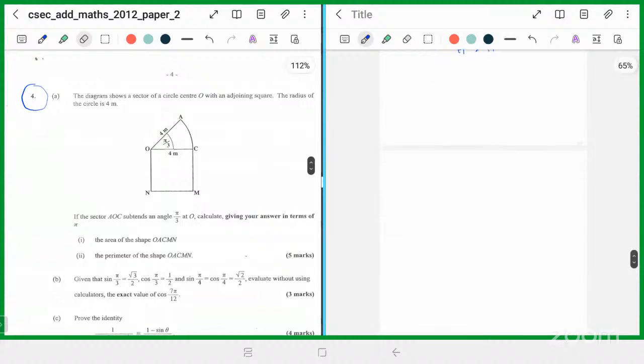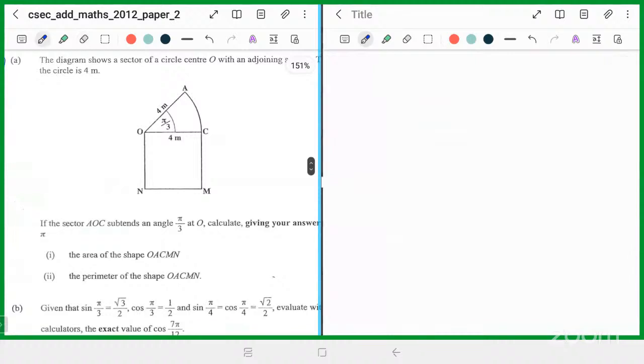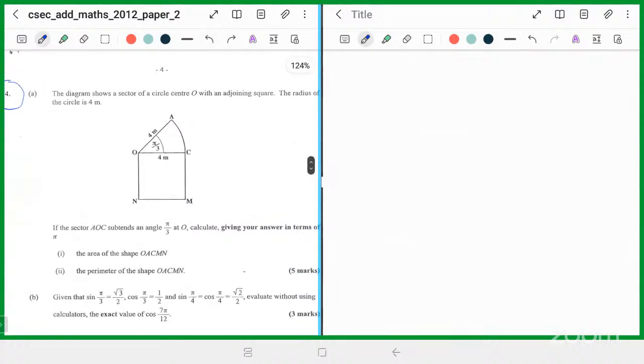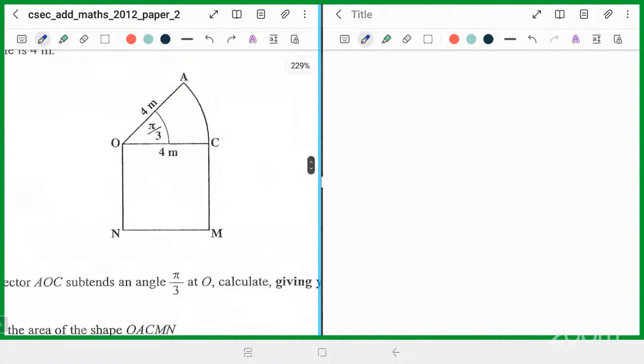All right, so the question gives us this diagram. This is going to be a circular measure for sure. It says the diagram shows a sector of a circle, center O, with an adjoining square. So this is a square, and it's given us this side as 4. So each side is 4 meters because it is a square. 4 meters, 4 meters, 4 meters, and all these angles are 90.